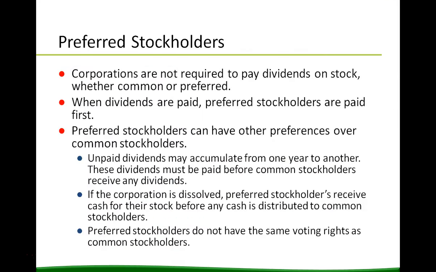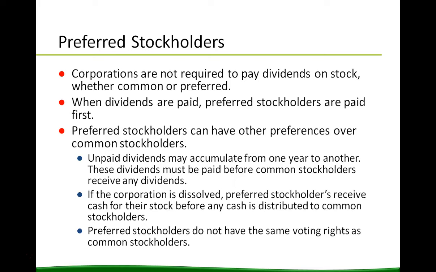Now, preferred stock. Corporations are not required to pay dividends on stock, whether it's common or preferred. But when dividends are paid, preferred stockholders get paid first. Preferred stockholders can have other preferences over common stockholders. So unpaid dividends may accumulate from one year to another. These dividends must be paid before common stockholders receive any dividends. The preferred stockholders get them first.